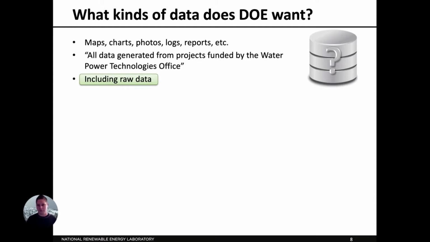What kinds of data is DOE looking for in the MHK Data Repository? Well, we want everything from WPTO-funded research, all the maps, charts, photos, logs, all the data generated from projects. At the end of the day, it's taxpayer money, and so the taxpayers should have access to these data. And there we'll be talking about the process of making those data available to the public. But we also want the raw data.